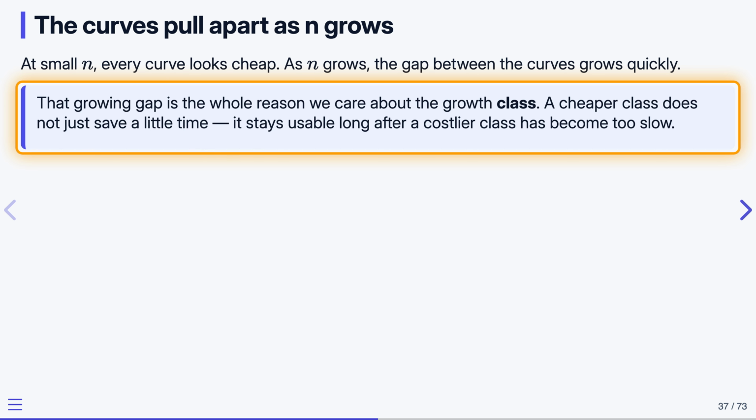This is the real lesson of the picture. At small n, every curve looks cheap, but as n grows, they pull apart sharply. That gap is the whole reason we care about the growth class. A cheaper class stays usable long after a costlier one has died.